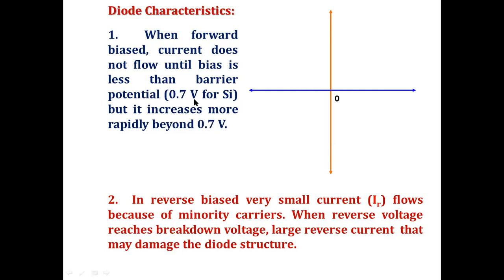After this 0.7 volt, what will happen? The depletion layer will break and the current will start to flow from positive to negative. See here, this is the diode symbol. Does everyone know the diode symbol?